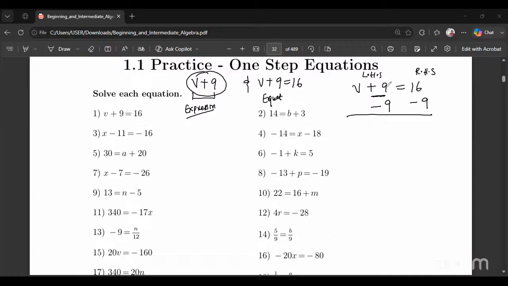And you see, plus 9 minus 9 is 0, so this will cancel out. In the left-hand side, we're just left with v, and in the right-hand side, we have 16 minus 9. So what is 16 minus 9? 16 minus 9 is what?